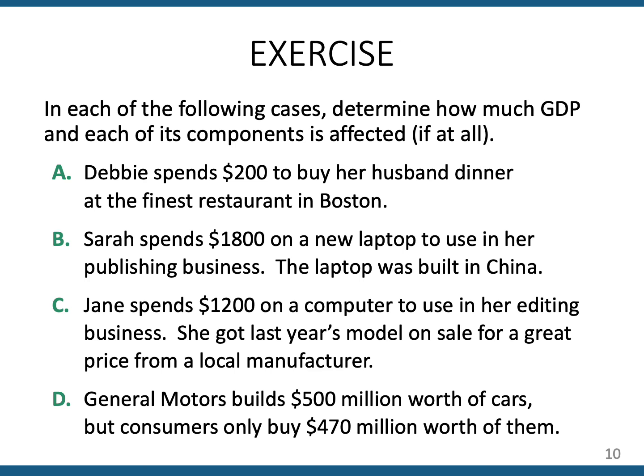All right, let's go on to part B. Sarah spends $1,800 on a new laptop to use in her publishing business. The laptop was built in China. There's actually two pieces of information there, right? Which category or categories are affected? She spends $1,800 on a new laptop. First of all, which category does that affect? Well, remember, this is for use in her publishing business. This is a business asset. This is a capital good. This is an investment good. So I, investment, goes up by $1,800 when she spends that.